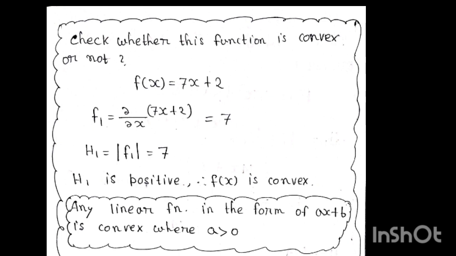Here the function 7x plus 2 basically has the form of ax plus b where a is equal to 7 and b is equal to 2. So when we are getting that a is greater than 0, that means a is 7 here, which is obviously greater than 0, we are having a convex function because of a linear function which is having a form of ax plus b where a is greater than 0.